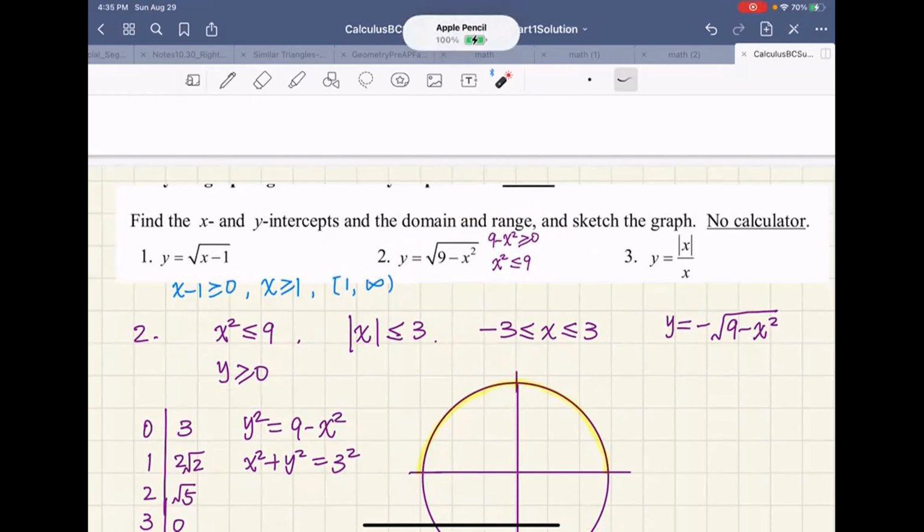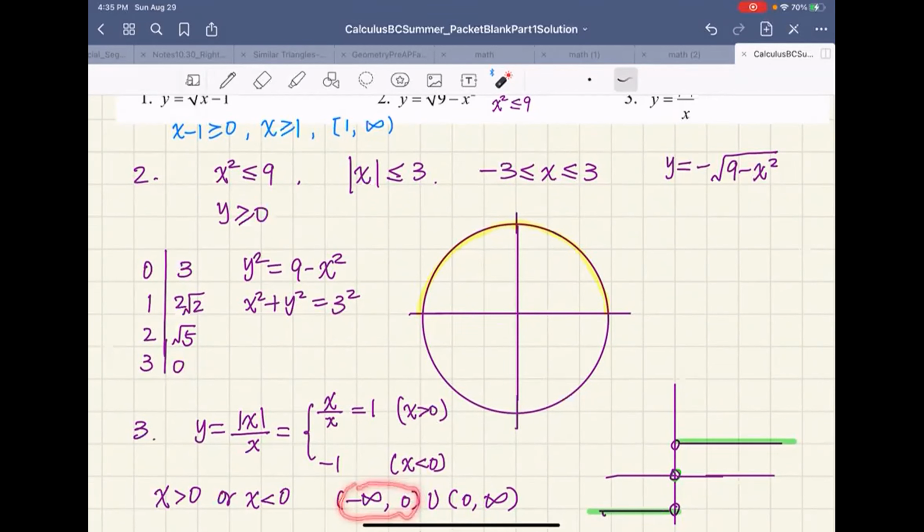Number 3. What's the domain and range? It's negative infinity to positive infinity. Hold on. The denominator cannot equal 0, so it's not going to be negative infinity to positive infinity. Right. Negative infinity to 0, and then union, 0 to positive infinity. 0 is not inclusive, so open. Exactly.